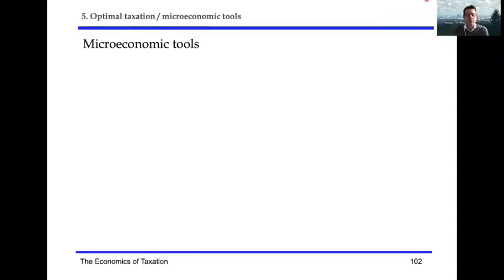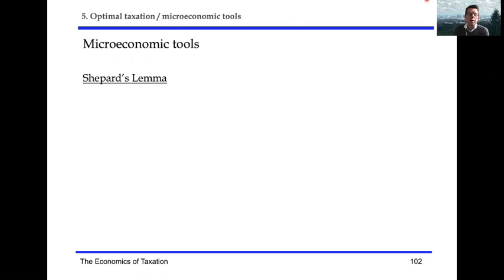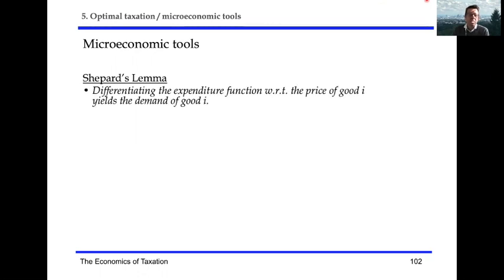So in this video, I want to talk about the microeconomic tools that are extremely helpful in understanding the proofs in optimal tax theory. So let's go through them as we will need them later on. First thing I want to explain is Shepard's lemma. So what does it say?